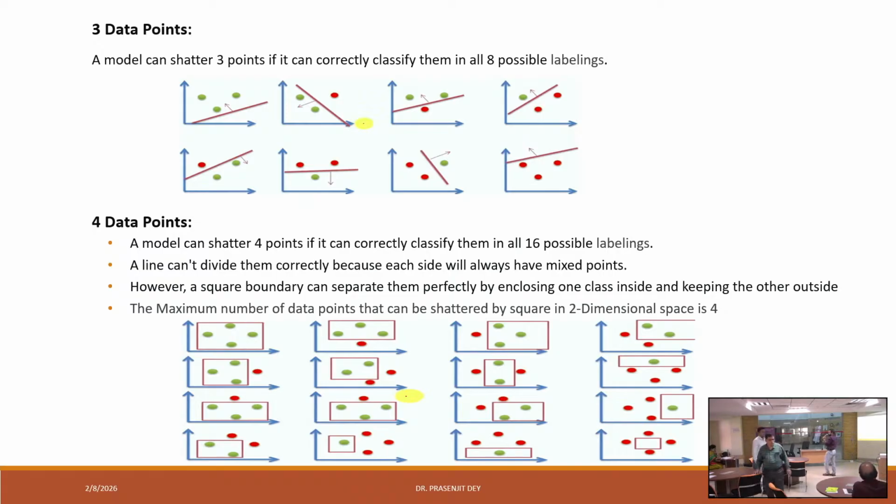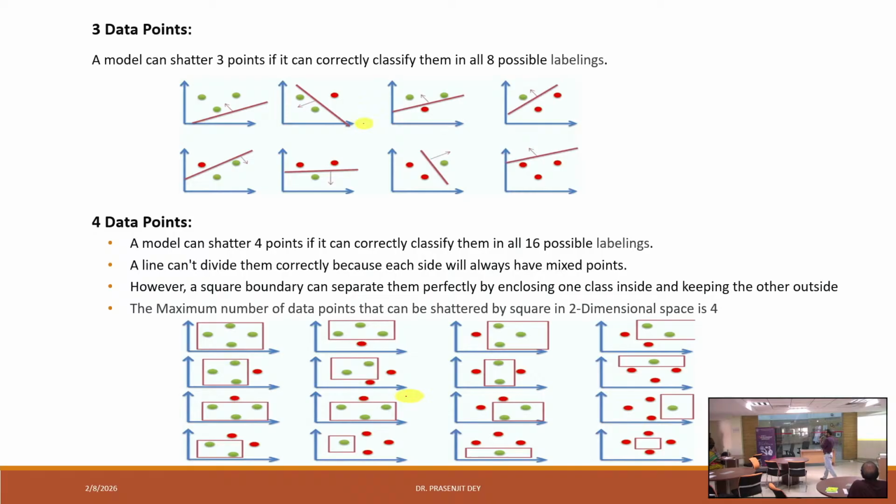Now, if there are 3 data points, it cannot be settled. That means all the possibilities cannot be handled by that line, and in that case, the maximum VC dimension for the classifier line is 2. If there are 4 data points, you can see in this example, if I consider a classifier whose decision boundary is a square, in that case it can separate.